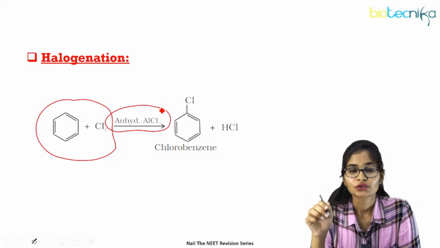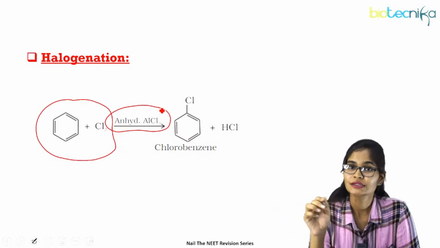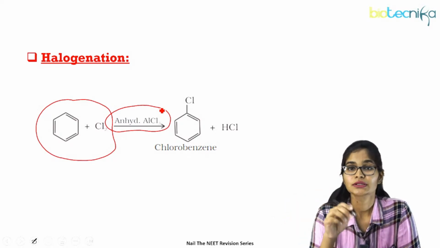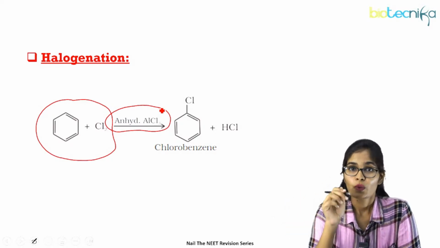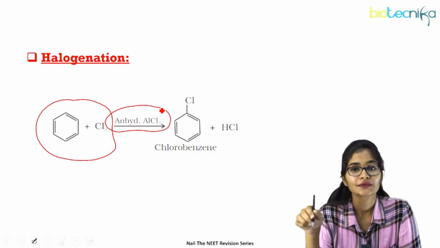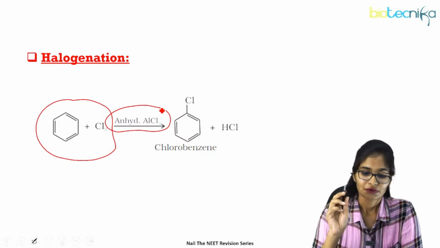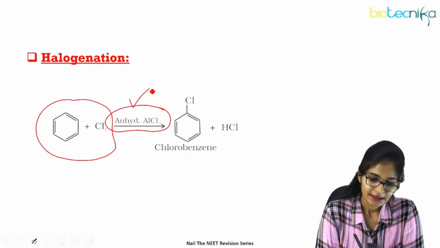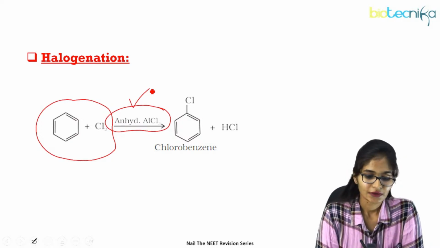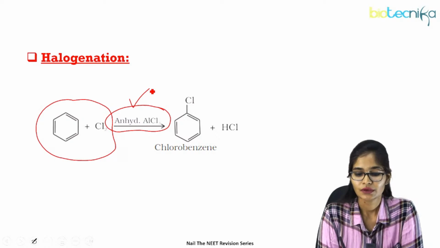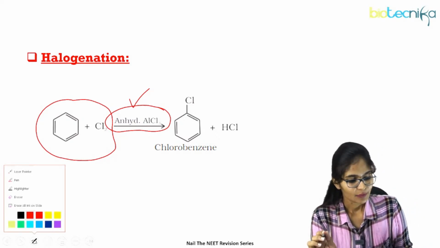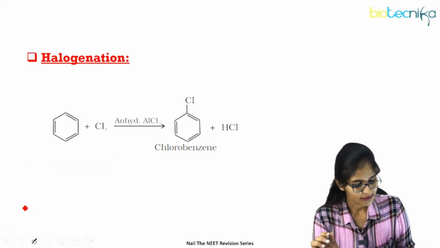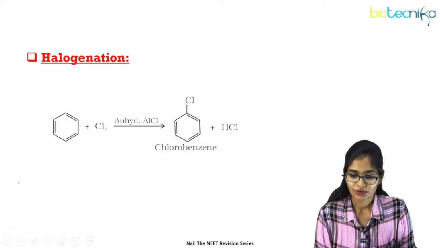Every electrophilic substitution reaction first starts with what? It starts with generation of the electrophile. Once you generate the electrophile, it will be attacked by the benzene ring. So right now you have anhydrous AlCl3, and in its presence it will generate the electrophile. It will be substituted on the benzene ring, and you get chlorobenzene as the product. Now let's look at its mechanism, how exactly you can write it.